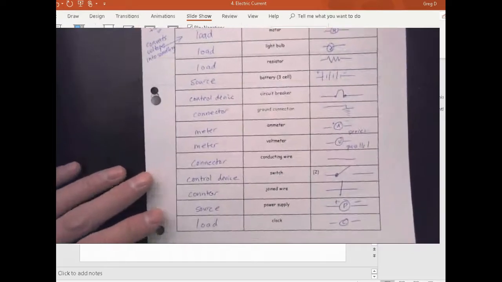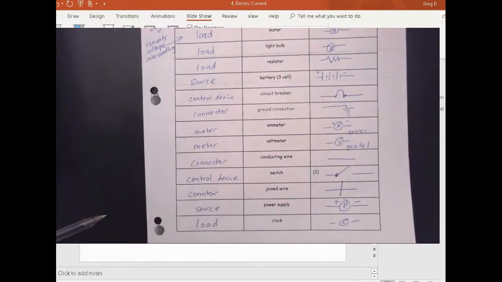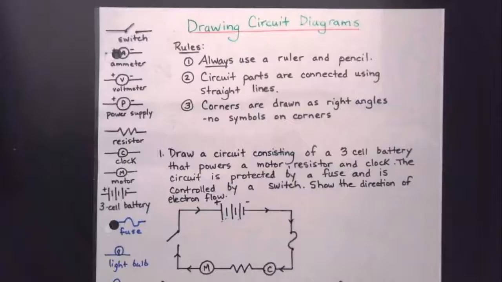You should fill this out, and now I'm going to teach a few simple rules on how to draw schematic diagrams. So when we draw circuit diagrams, we always want to use a ruler and a pencil. And circuit parts are connected using straight lines. Corners are drawn as right angles and no symbols on the corners.